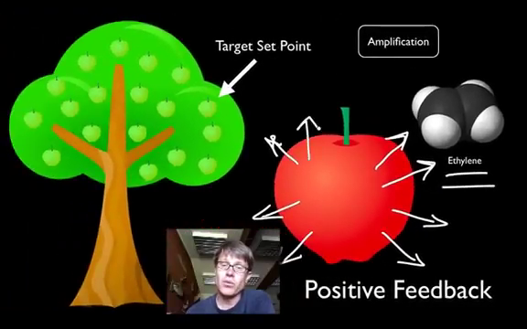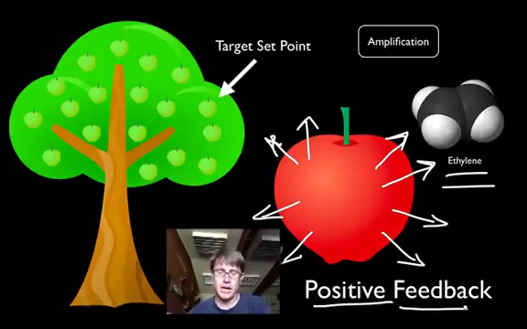And so if you take one nasty, over-ripened apple and put it in a barrel of apples that aren't ripe at all, they will all ripen as a result of that ethylene. And so one bad apple can really spoil the whole lot. But how is this an example of positive feedback?